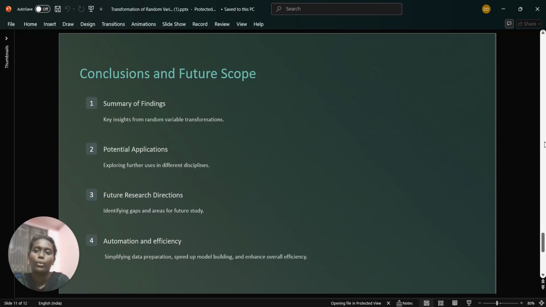Today in this video, we have successfully gained some knowledge on transformation of random variables, where we get key insights, and we also have future scope in future research directions by identifying gaps and areas for future study, as well as in automation and efficiency by simplifying data preparation, speeding up model building, and enhancing overall efficiency. We also have potential applications by exploring further uses in different disciplines.